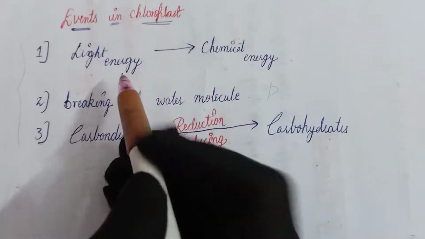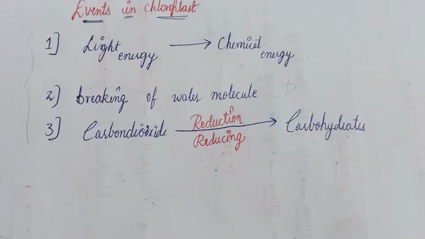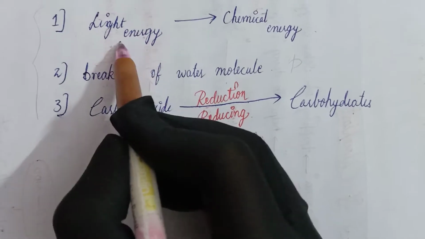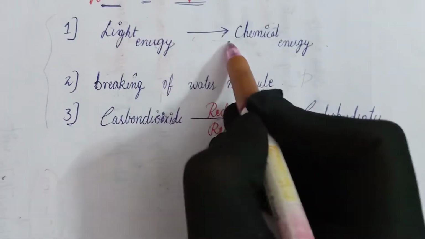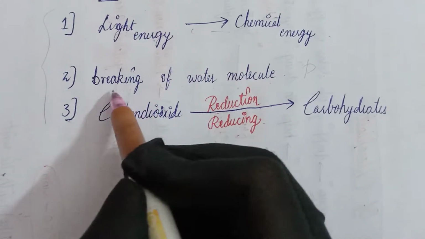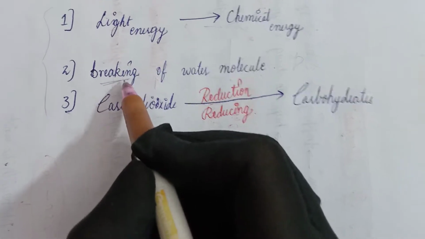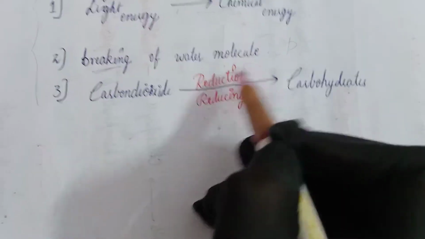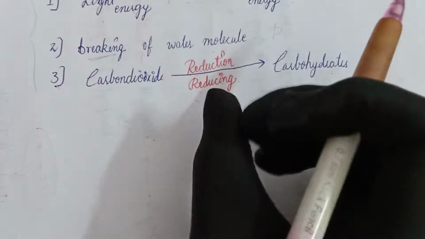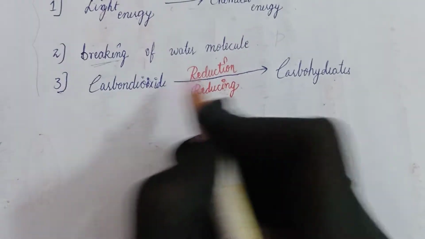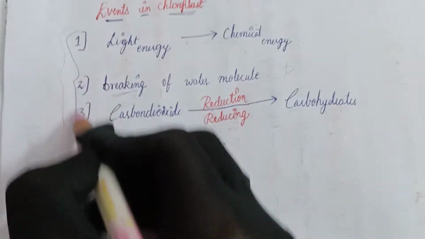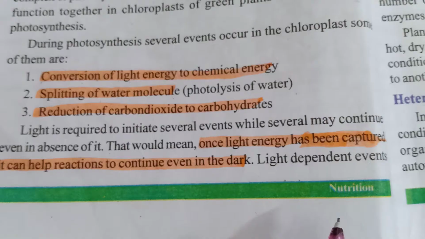So I repeat, what are the events that occur in the chloroplast? Three events: conversion of light energy to chemical energy; the breaking of water molecules, which means splitting, photolysis, also called breaking of water molecules; and the third is reduction, in the sense of reducing, meaning becoming less, reduction of carbon dioxide to carbohydrate. So these three steps help in the process of photosynthesis in the chloroplast.